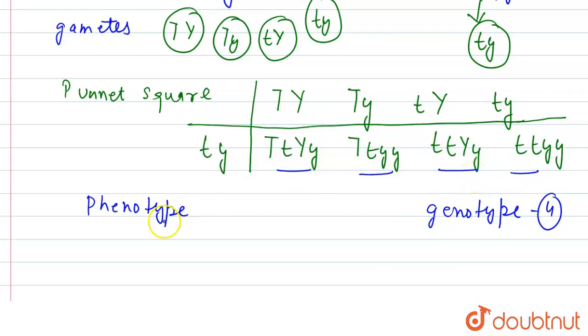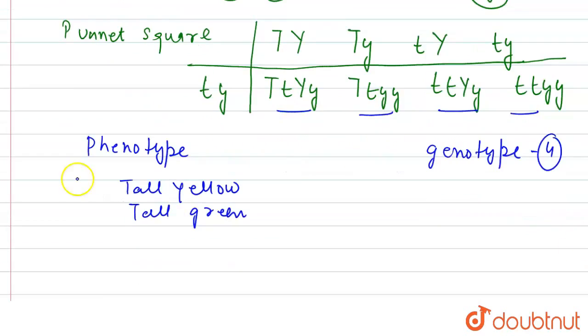And if we talk about the case of the phenotype here, how they are physically looking, right? Then we have the tall yellow, then we have tall green here, right? Then we have the dwarf yellow, and then we have the dwarf green here, right? So phenotypical is about the physical characters here, and genotype is about the genetic composition here, right?